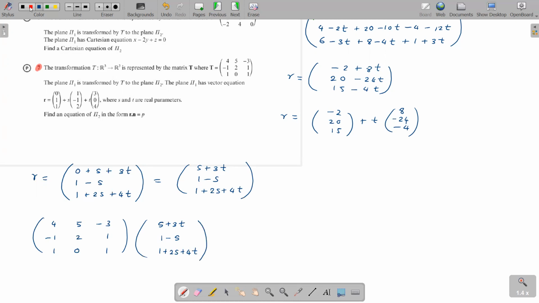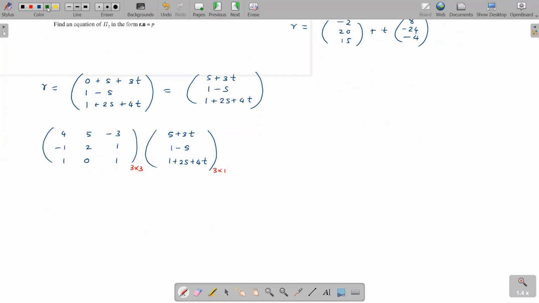Are you with me? So this is a 3 by 3 matrix. This is a 3 by 1 matrix. So let's multiply. What do we get here? 4S plus 12t plus 5 minus 5S. Basically, I'm multiplying this with this, right? 4 times S plus 3t, that is 4S plus 12t. 5 times 1 minus S is 5 minus 5S. Minus 3 into 1 plus 2S plus 4t, minus 3 minus 6S. You can understand if I write this at once?